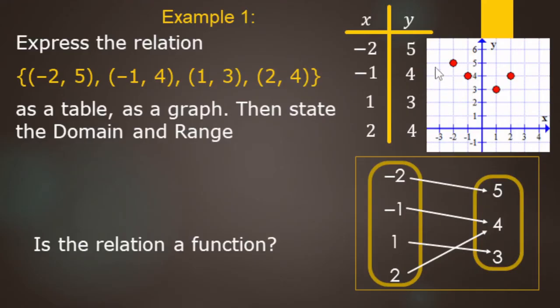And then from here, -2 goes to 5, so you draw an arrow, -2 to 5. Draw an arrow from -1 to 4, from 1 to 3, and 2 to 4. So there's our mapping diagram.